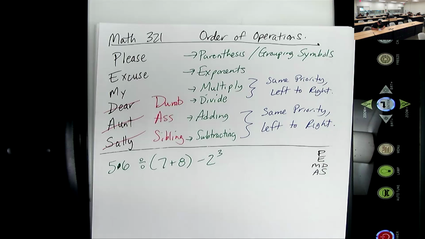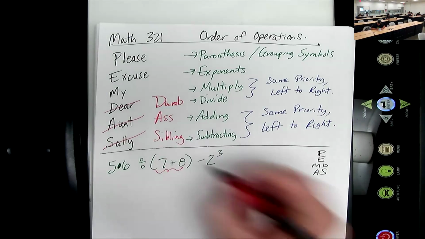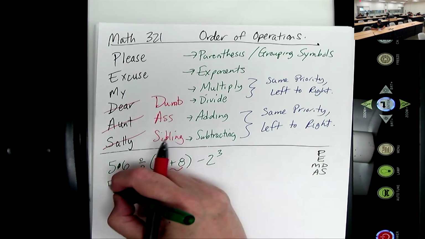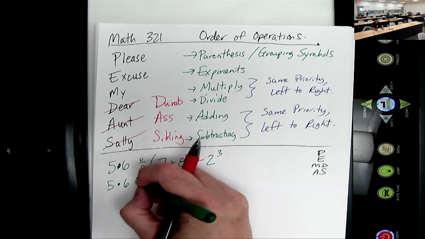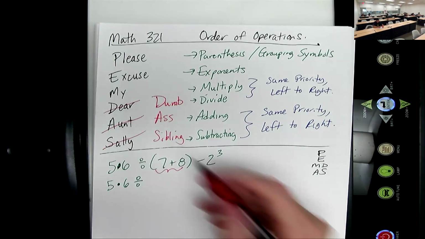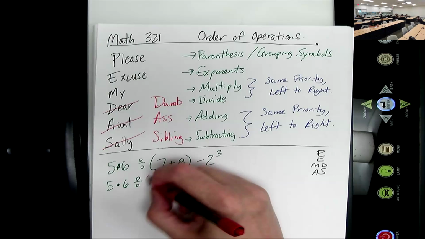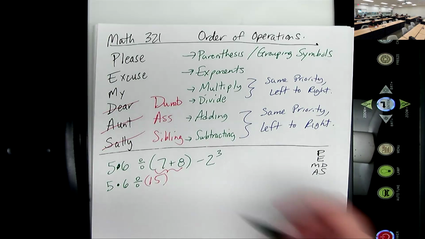All right, first thing we want to do are parentheses. Parentheses are this. 7 plus 8 is 15. I'm going to write down everything else, and just change that.